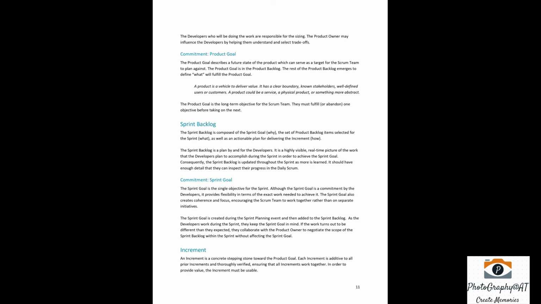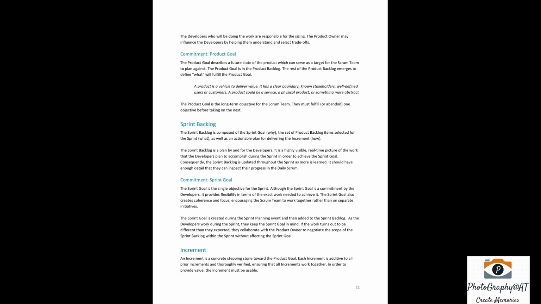Commitment: sprint goal. The sprint goal is the single objective for the sprint. Although the sprint goal is a commitment by the developers, it provides flexibility in terms of the exact work needed to achieve it. The sprint goal also creates coherence and focus, encouraging the Scrum team to work together rather than on separate initiatives. The sprint goal is created during the sprint planning event and then added to the sprint backlog. As the developers work during the sprint, they keep the sprint goal in mind. If the work turns out to be different than they expected, they collaborate with the product owner to negotiate the scope of the sprint backlog within the sprint without affecting the sprint goal.